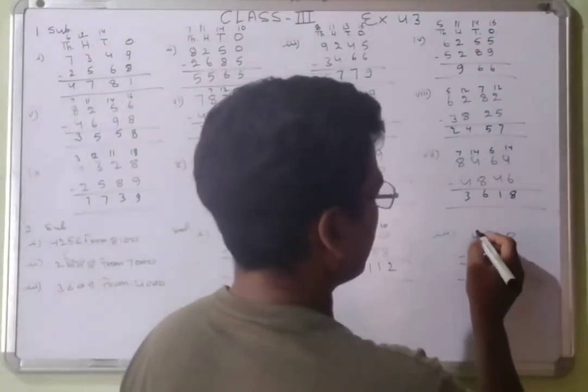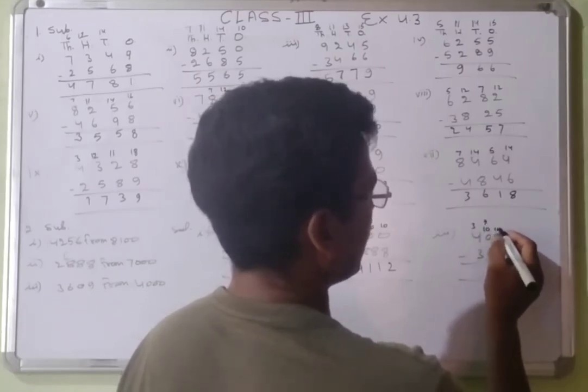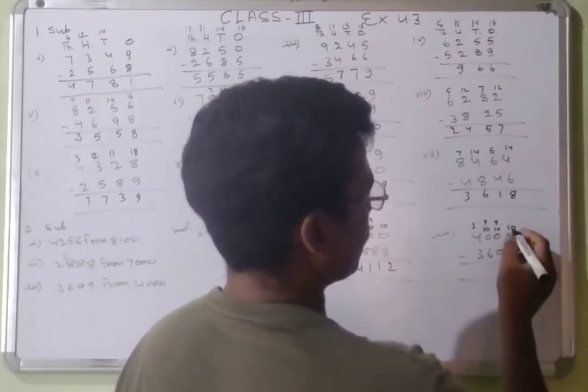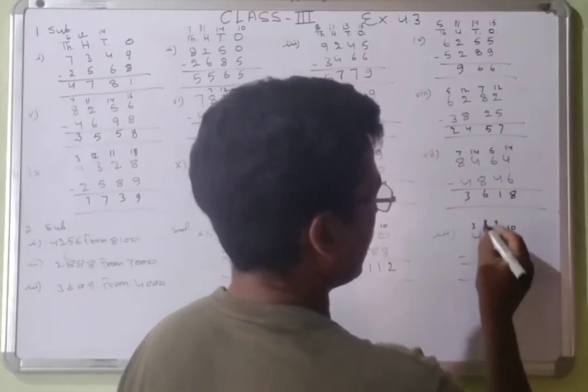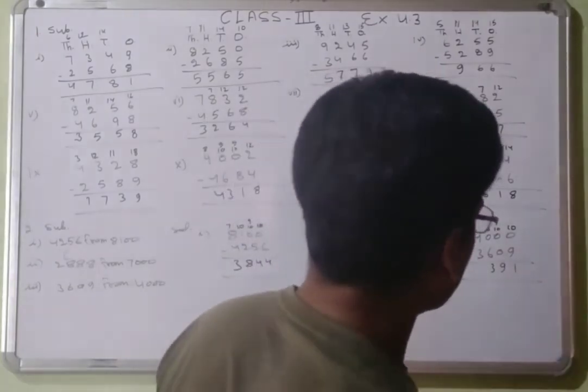Like this also here, by carry this is 3, this is 10. By carry, this is 9, this is 10. By carry, this is 9, this is 10. So 10 less 9, 1, that is 9. This is 9 less 6, 3. 3 less 3 is 0, no need to write. Okay.